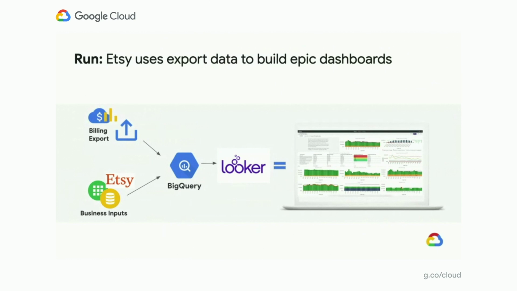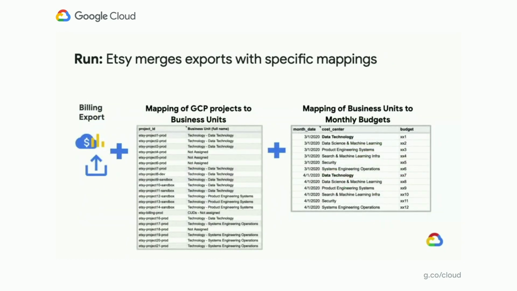The second thing is something we call business inputs that are specific to Etsy. Think about things like a budget, a team, how our folders and GCP projects are grouped together under one team or cost center. And I'll walk you through an example of that in a bit. We take those two inputs, we merge them in BigQuery, then we export the output to Looker. And Looker is a tool that will enable us to slice and dice the data as we like, and I'm going to walk you through those details in a bit.